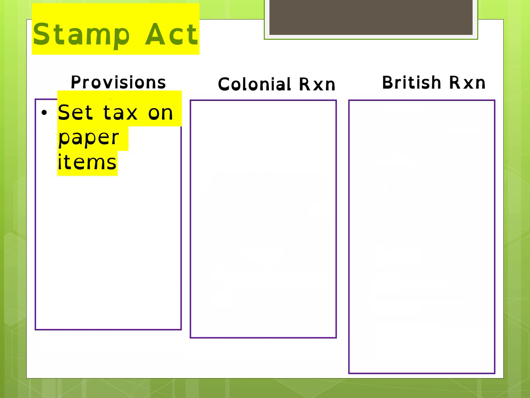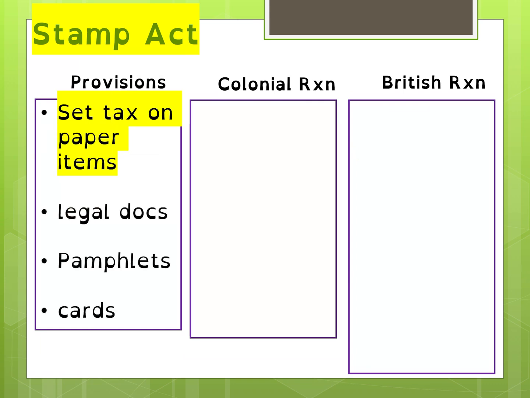This is not a tax on stamps. This is a tax on paper items. The reason it's called the Stamp Act is because they used a stamp to prove that you paid your tax on that paper product. So if you went to buy a newspaper or a pamphlet or a deck of cards or something, and you paid your tax on that item, they would stamp that item to prove that you paid your tax. It was like a receipt.